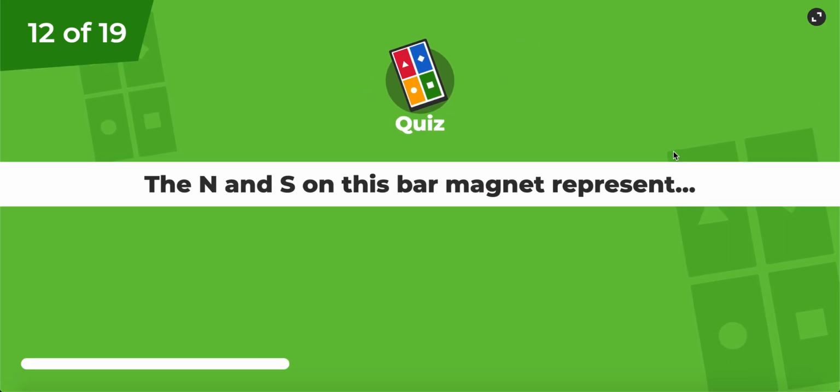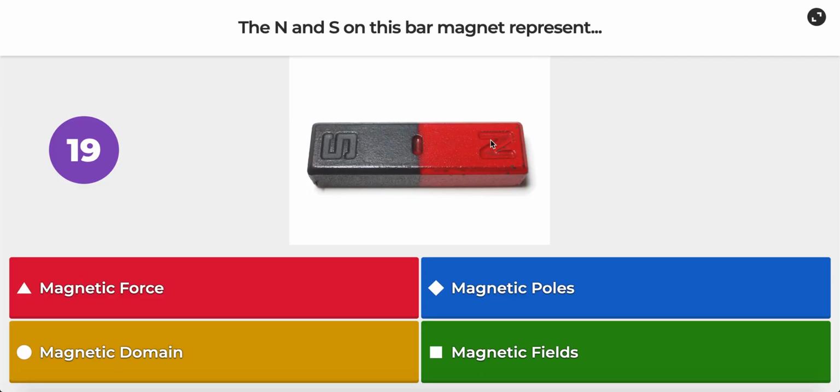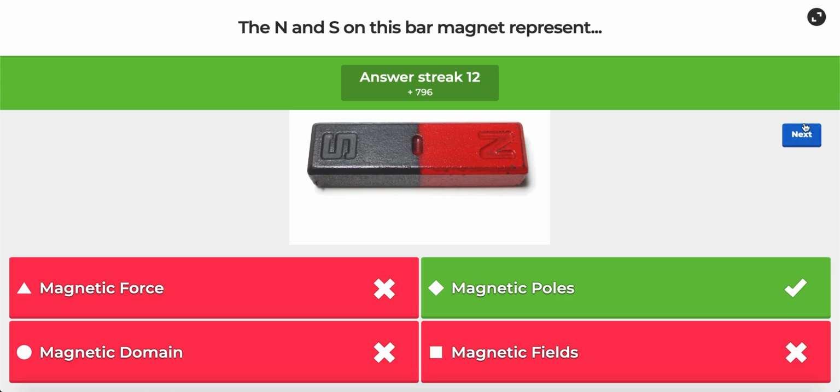Next up. The N and S on this bar magnet represent... so we're looking right here at the N and the S, and in a bar magnet that is going to be at the ends of the bar magnet where the magnet is strongest, and therefore the magnetic poles.